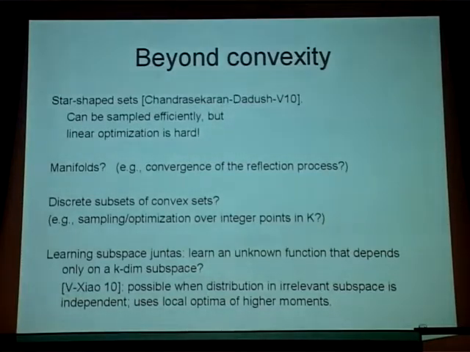And then finally, what I call the problem of learning subspace juntas. Juntas are functions of a small number of variables out of many variables. Subspace juntas are unknown functions that depend only on a k-dimensional subspace rather than k original coordinates. So for example, the intersection of k half spaces is a k subspace junta. While we don't understand the problem in general, it's possible to solve this problem when the distribution on the irrelevant subspace is independent of the distribution of the relevant subspace. And the algorithm is an extension of PCA to higher moments. You actually need to find local optima of higher moments. PCA is second moment, you need to do higher moments.